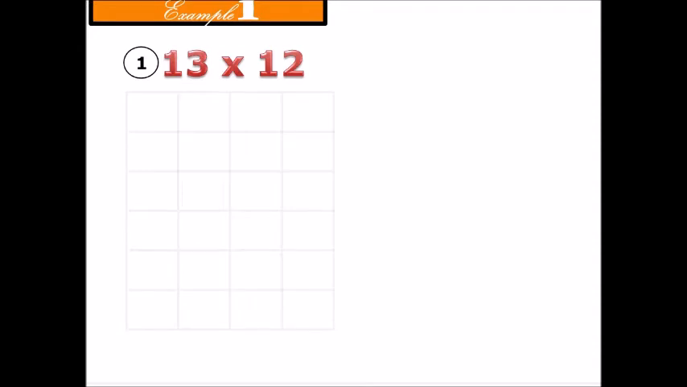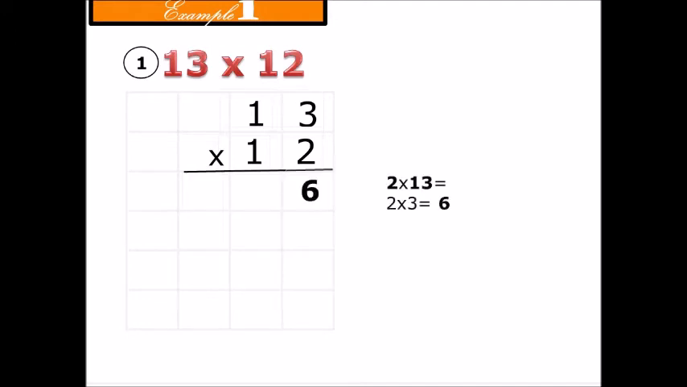We have 13 times 12. 13 times 12. So you will rearrange it. So you rearrange it, you have 13 times 12. You underline. Then 2 times 3. You start from the right hand.